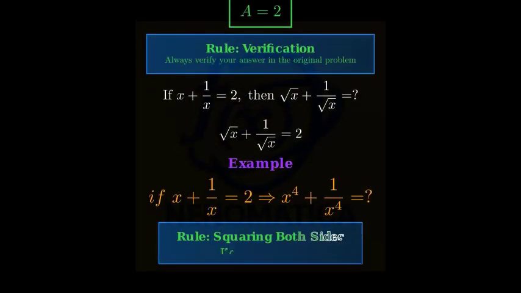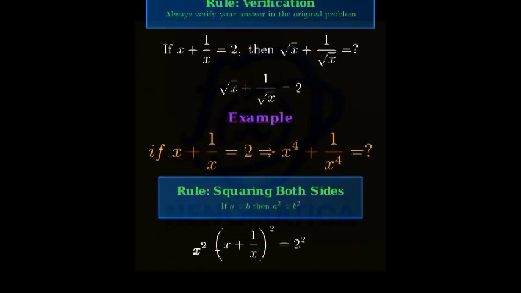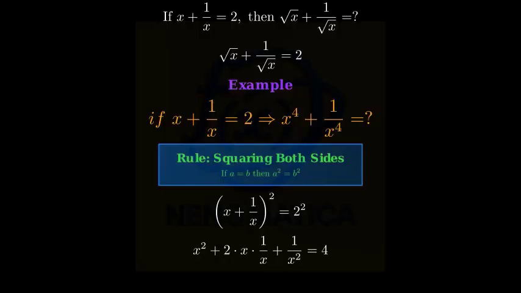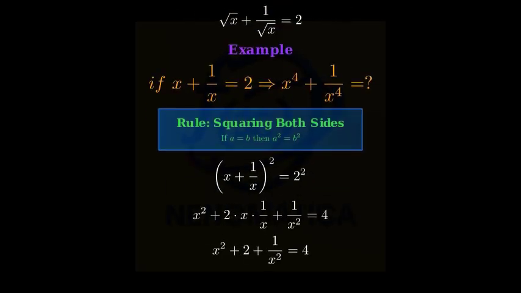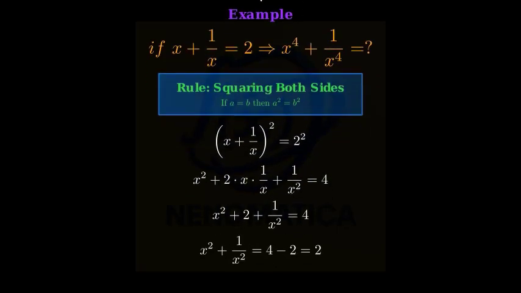If we square both sides of x plus 1 over x equals 2, we get x squared plus 2 times x times 1 over x plus 1 over x squared equals 4. Since x times 1 over x is 1, this simplifies to x squared plus 2 plus 1 over x squared equals 4. Rearranging, we get x squared plus 1 over x squared equals 4 minus 2, which equals 2.